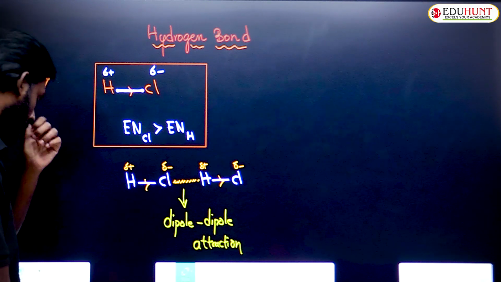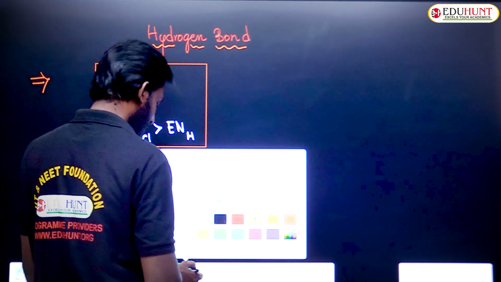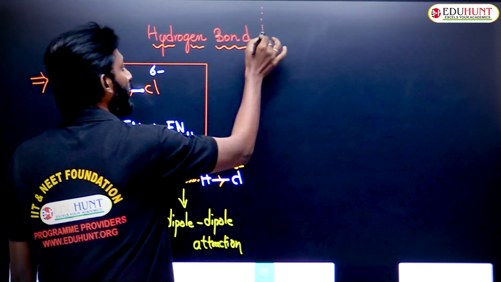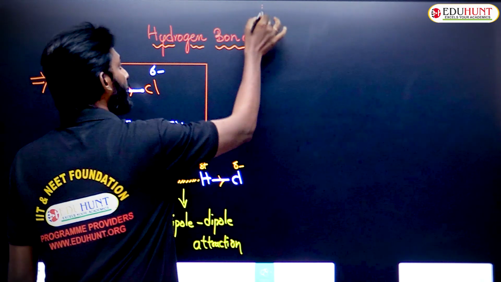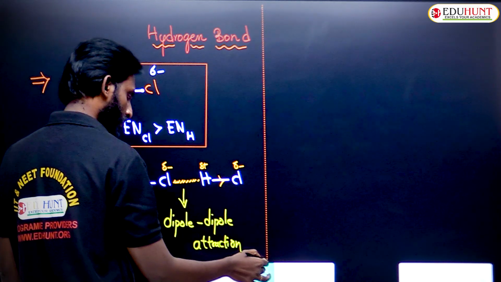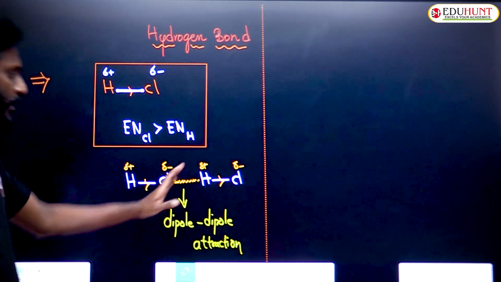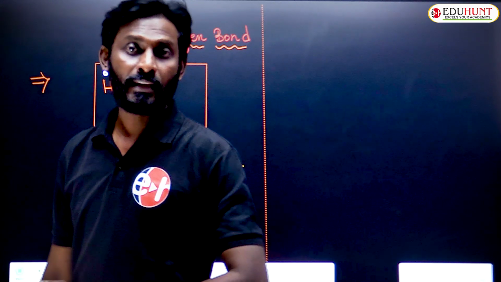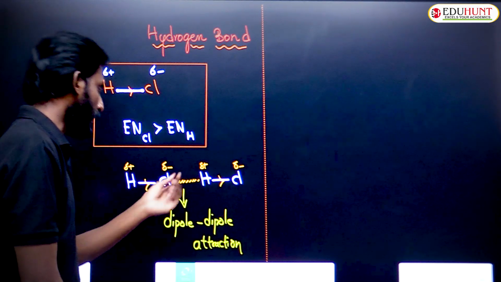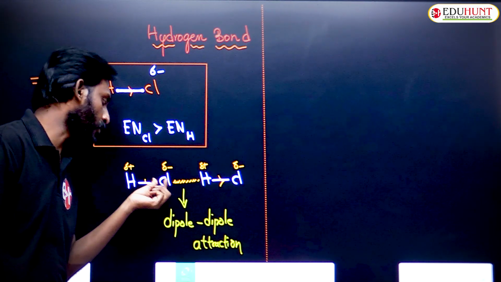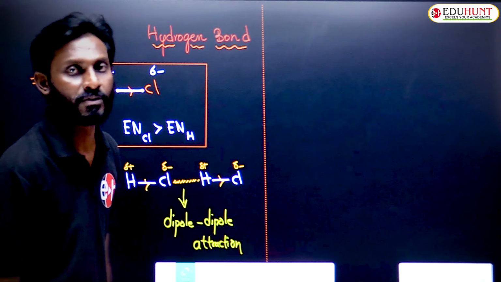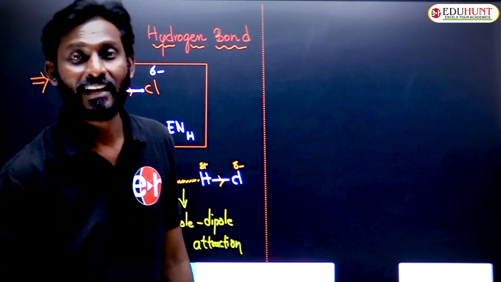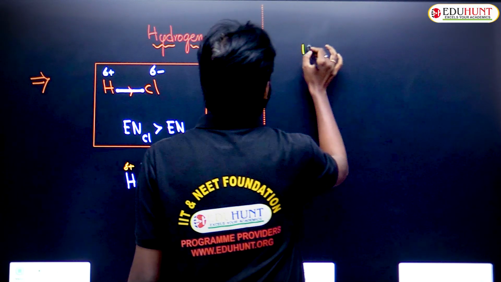Fine, fair enough. Now I am taking a similar kind of example, but with a different electronegative atom, more electronegative than chlorine, more electronegative than any element in the periodic table. In the place of chlorine I am taking the most electronegative atom. Which one is the most electronegative atom in the periodic table? Yes, fluorine. So I am taking HF.